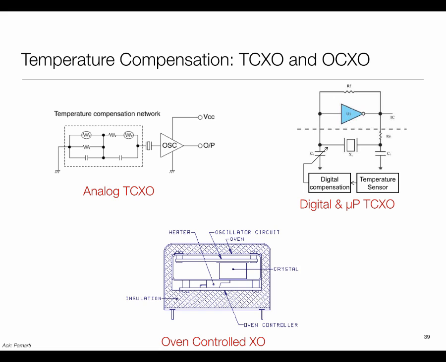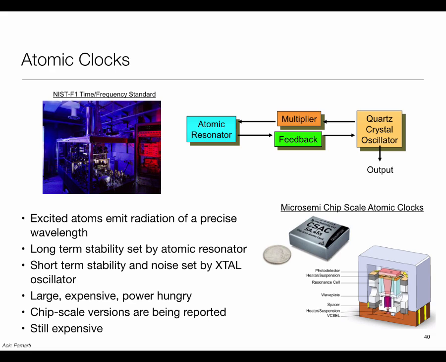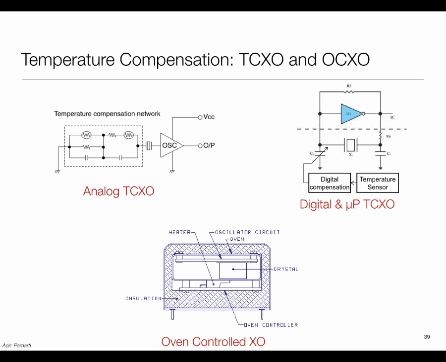And then the final one, the most expensive, is this oven control, where literally inside the package there is an oven. By that, I mean there is some way of generating heat that you can control so that you can keep the temperature constant. There is a temperature sensor, and thereby you keep the crystal in a very temperature controlled setting so that it's known to operate at a particular curve. By the time you hit OCXOs, you may be at a $100 type price.